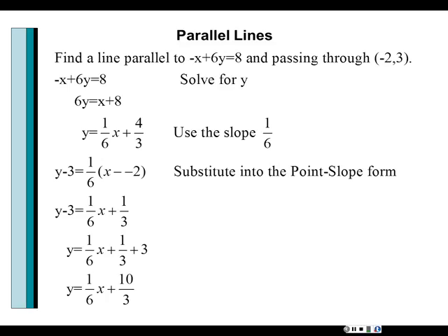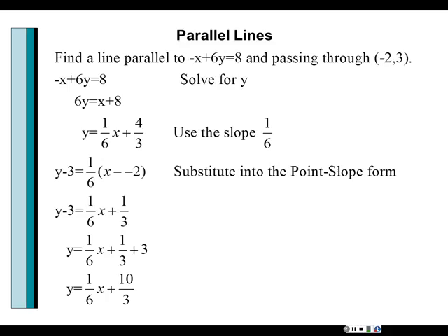So why we did that? Because we need to know the slope of the new line, and we know that since both of the lines are parallel, the new line will have the same slope, which will be 1 over 6. So once we have it, we know that this is going to be the slope for our new line.